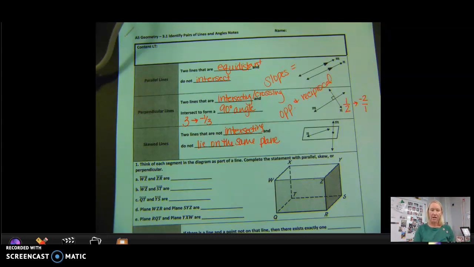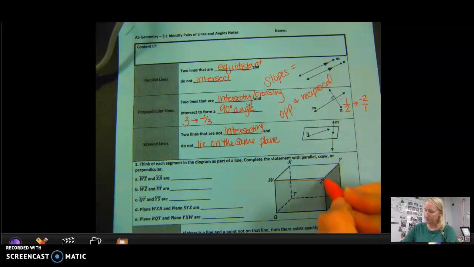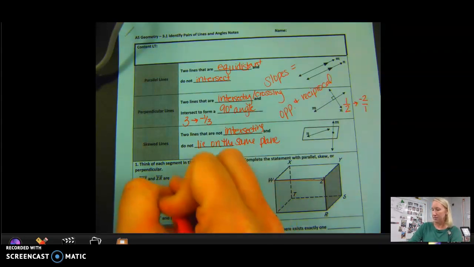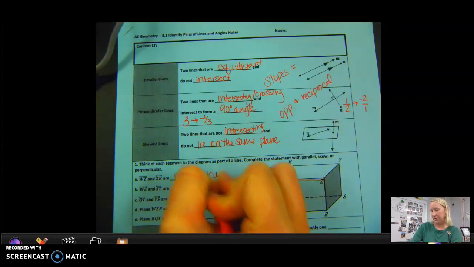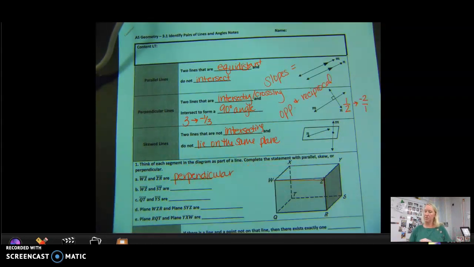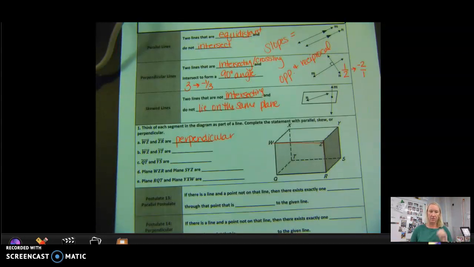Okay. Think of each segment in the diagram as part of a line. Complete the statement with parallel, skew, or perpendicular. So WZ, this line right here, and ZR are perpendicular. Okay, so pause me and do B through E on your own.